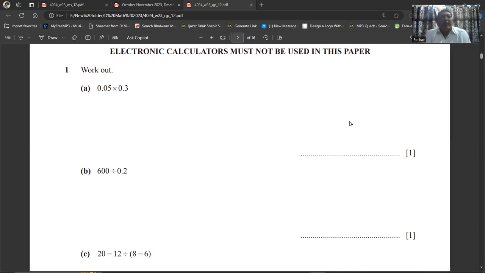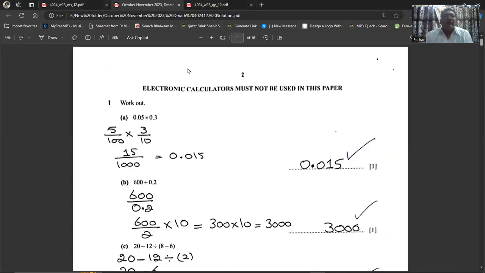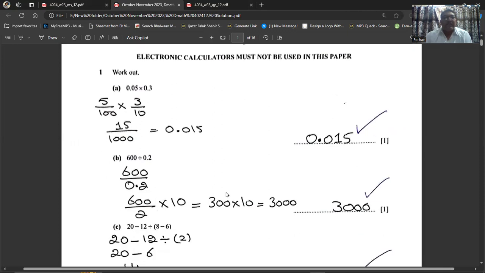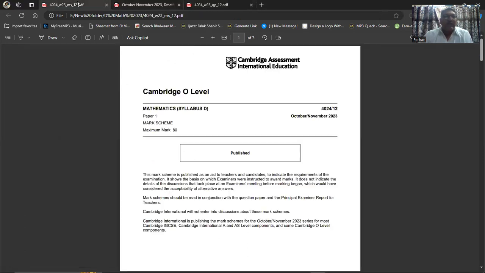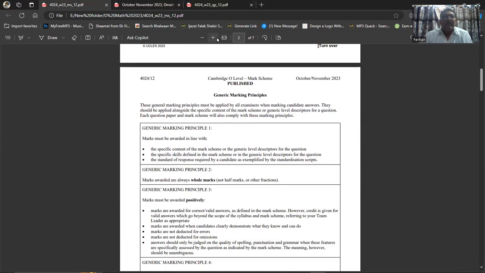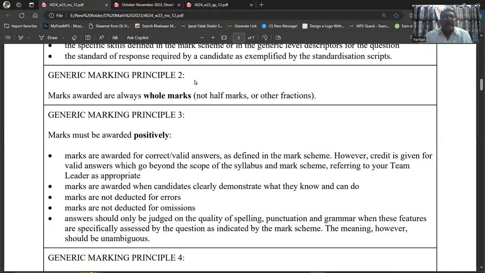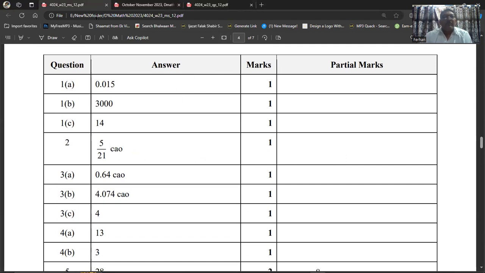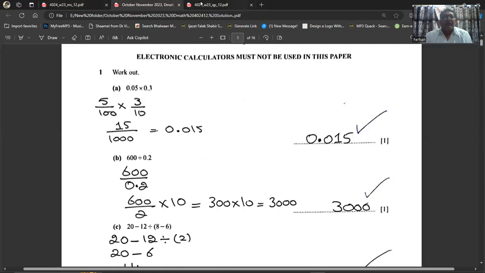He says work out 0.05 multiplied by 0.3. So I will remove the decimals, and when I remove the decimals, you will see it converts into fractions. You can see 5 by 100 multiplied by 3 by 10. It will become 15 by 1000, and that will be 0.015. Let's check if our answer is right or not. So here we go. 0.015 is the right answer. This is how you do it.